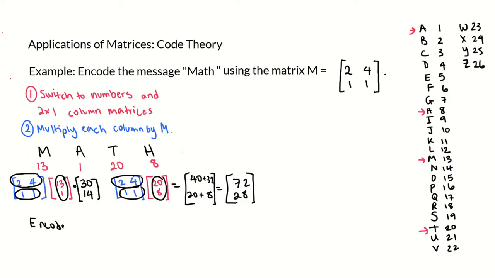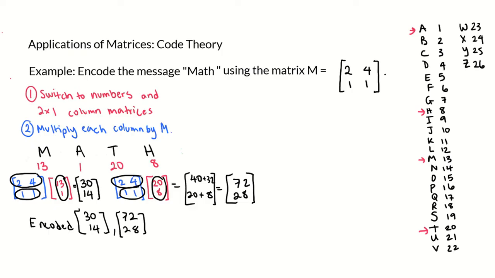So the encoded message that we would send is [30; 14] and [72; 28]. So the matrix jumbled this message, thus making it more difficult to break the message. But how would we decode this message if we were the one receiving it? So if we were to keep decoding this message, we would assume that we had the matrix M that was used to encode the message, or some information to give us the matrix M.